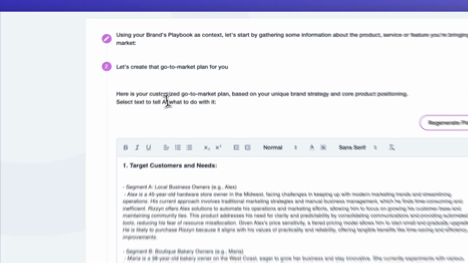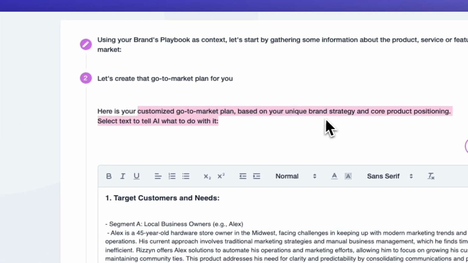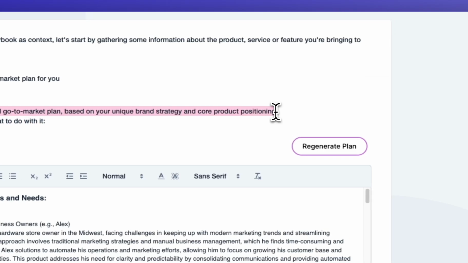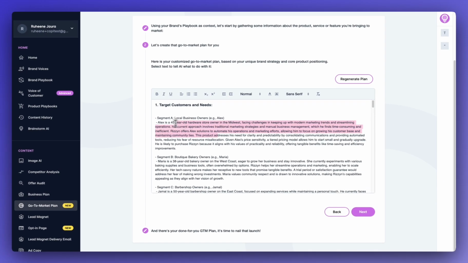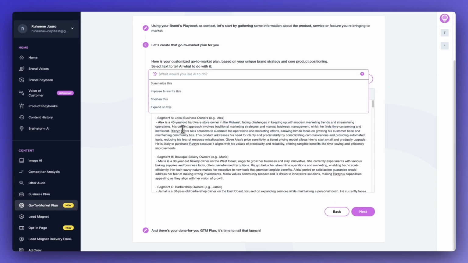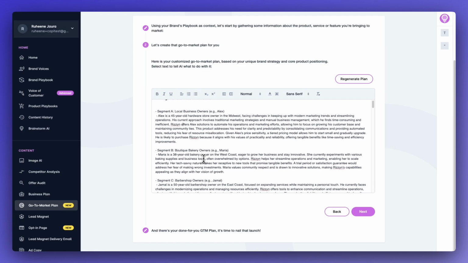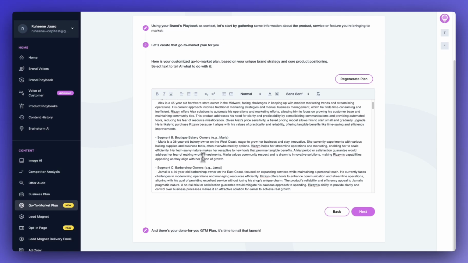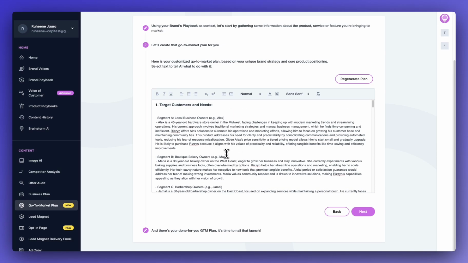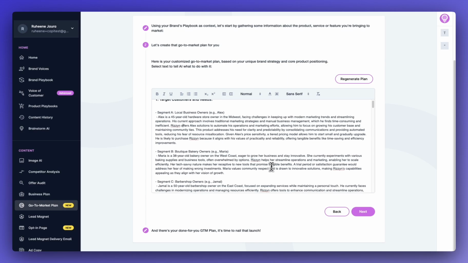All right, so here's our customized go-to-market plan based on our unique brand strategy and core product positioning. And remember that you can always select text to tell the AI what you want it to do with it if required, or make any manual edits as you go as well. So the first thing it's addressed is our target customers and needs. This is where it has pulled in information about our segmented market. That is each of our customer avatars or buyer personas at the product level, and what that segment is going to mean in terms of launching successfully to that market segment.